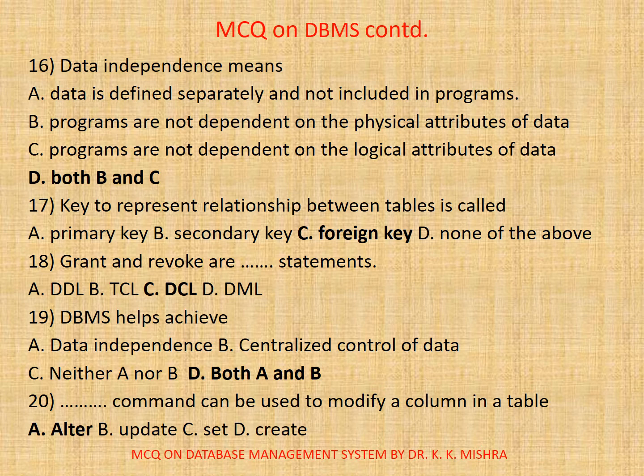Question number 18. Grant and revoke are dash statements: A, DDL, B, TCL, C, DCL, D, DML. Correct option is C, DCL.